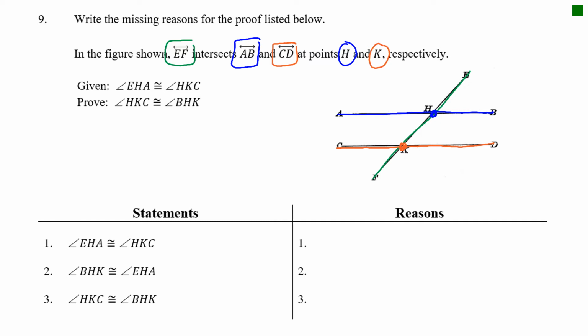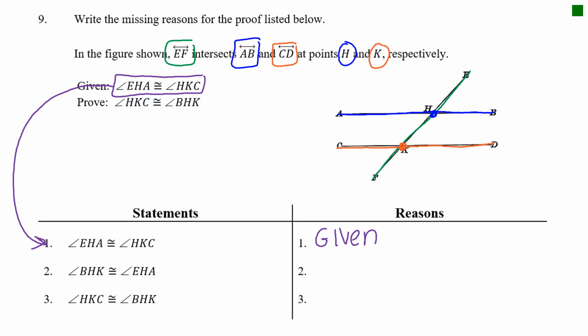Now we need to go ahead and fill in the proof. You should always start a proof with what's given. Okay. So angle EHA is congruent to HKC. Should be the very first statement we make, and the reason we know that is because it was given to us. Okay. So reason number one will be given. The first statement and the first reason for any proof should always be the simplest ones to complete. Okay. Then we're told that angle BHK is congruent to EHA.